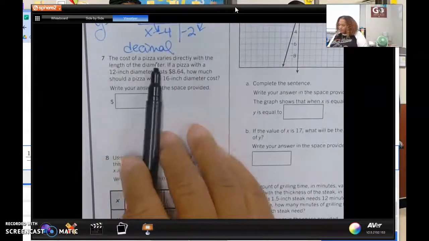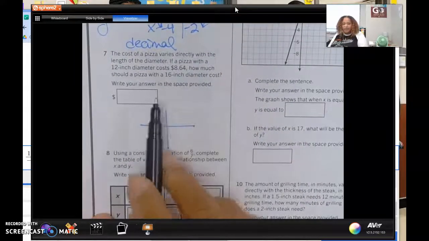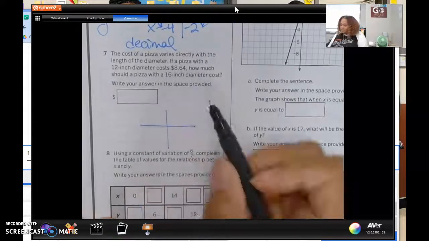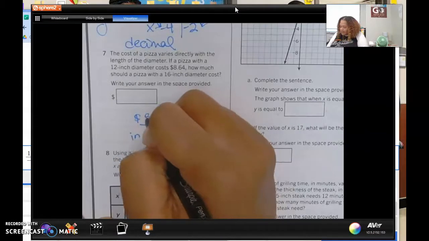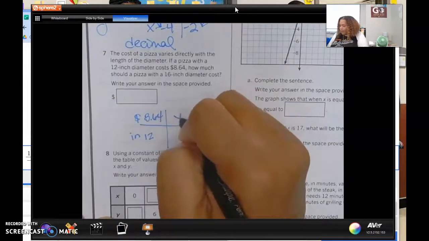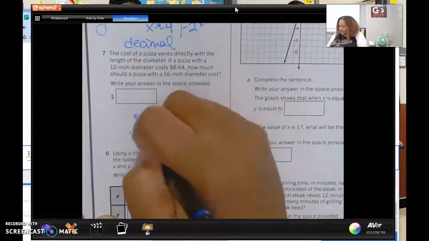Number 7. Cost of pizza varies directly. Okay, I've got to breeze through this because I'm running out of time here. A pizza with 12 inches is $8.64. What's a 16-inch pizza? So money over everything: $8.64 over 12 inches, y over 16 inches. Cross multiply, then divide.